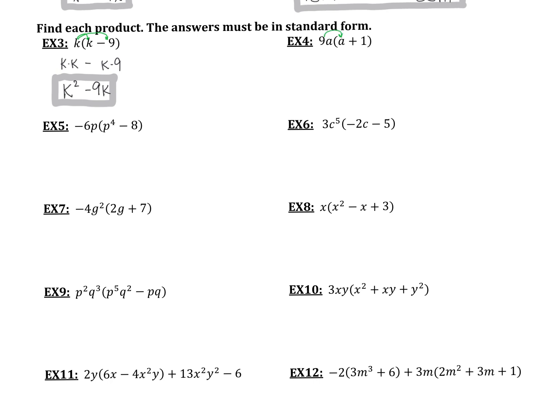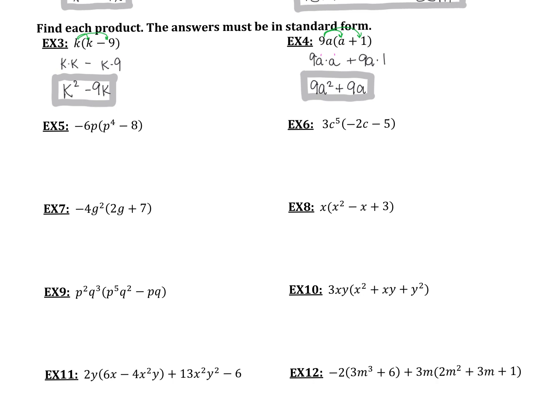9a times a and 9a times 1. 9a times a. I notice that they both have an exponent of 1, which means I need to add them. So I get 9a squared plus 9a when I multiply 9a times 1. And that should be your final answer. We're in descending degree order, so we're in a good place.